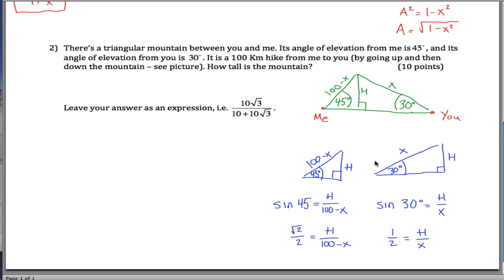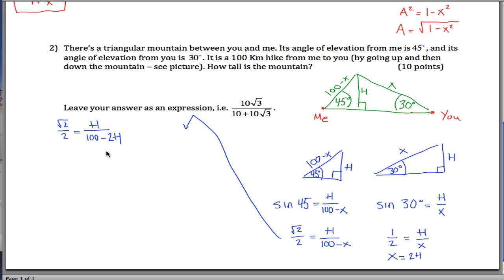And what I am going to do is solve for h. Eventually, I want my answer to be h, so I'd like to get rid of all the x's. This one right here, I can solve for x by multiplying both sides by x and then multiplying both sides by 2. I get x is equal to 2h. And if I know that x is equal to 2h, I can jump up here and say root 2 over 2 is equal to h over 100 minus, and then instead of writing x, I can write 2h, because x is equal to 2h. I can substitute this equation into this equation.